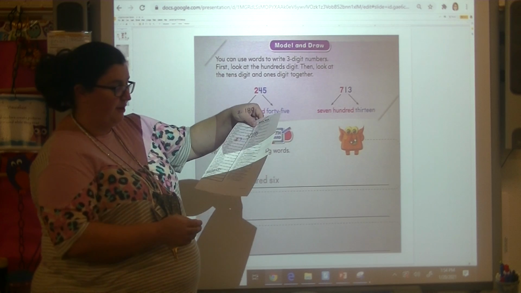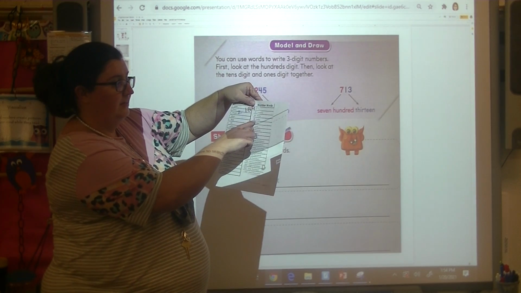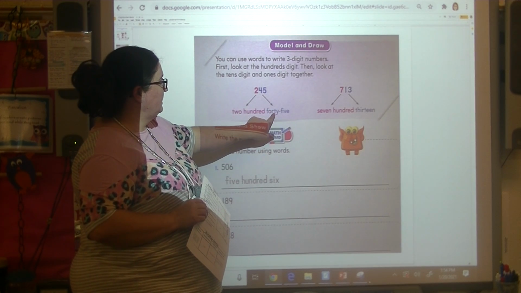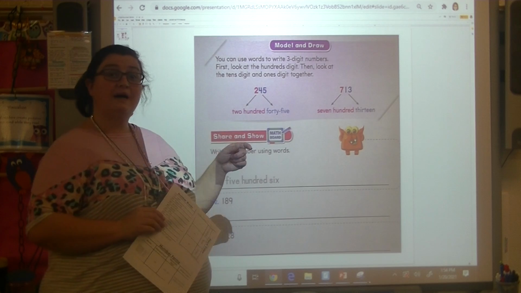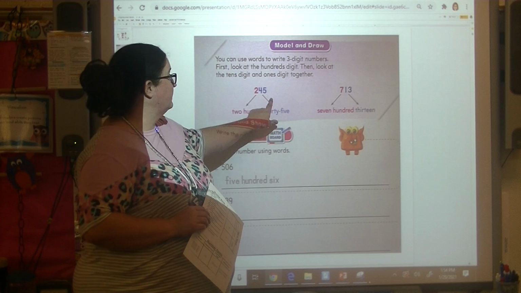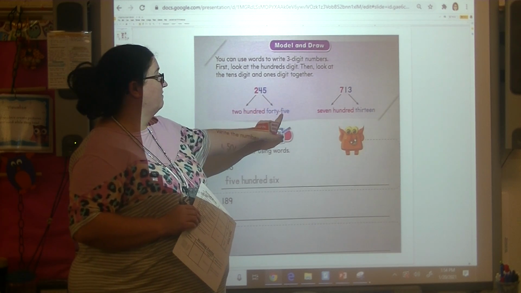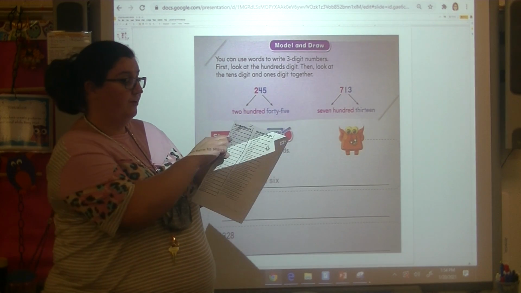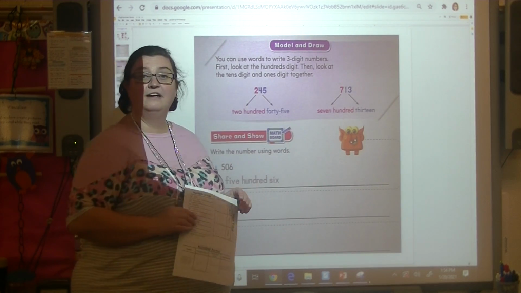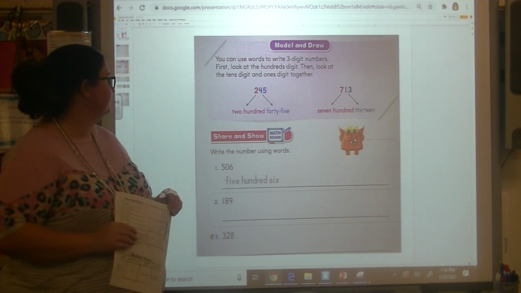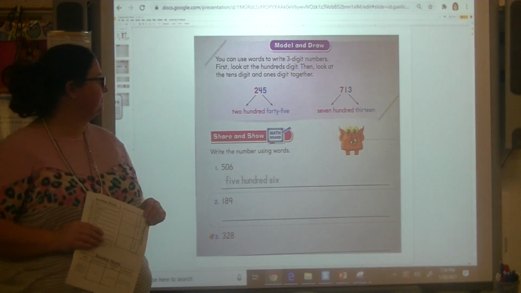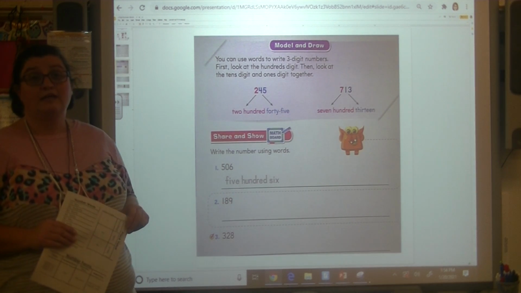I look up how to spell 40. F-O-R-T-Y. 40 is for the tens. And then I put my hyphen or dash in between my tens and my ones. 45. And then I look, how do I spell 5? F-I-V-E, 5. 245. Let's look at the next one.